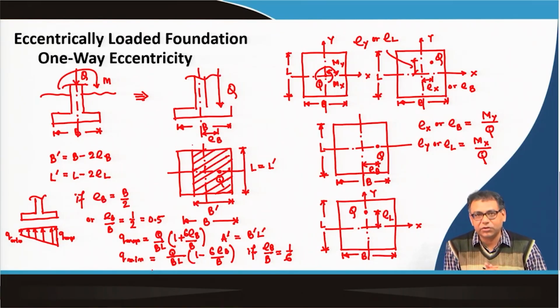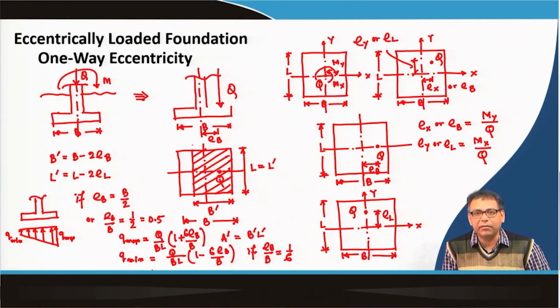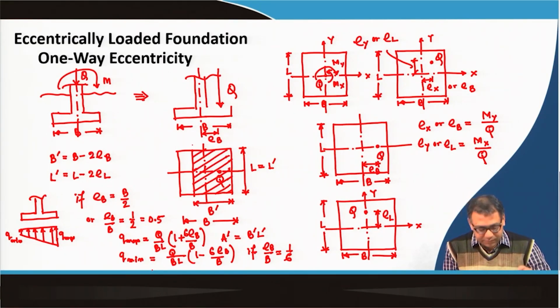That means we are now talking about two values. One is 0.5, which theoretically can be the maximum value of any eccentricity e_B by B or e_L by L, because in such a case the load will act at the edge of the foundation. And another is e_B by B equal to 1 by 6. That means e_B or e_L is 1 by 6 times B or L, so that there will be no negative pressure below the foundation.